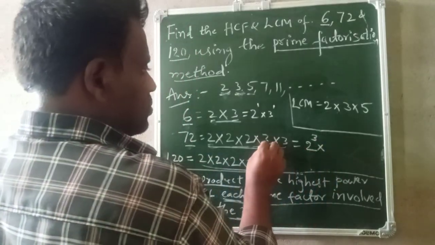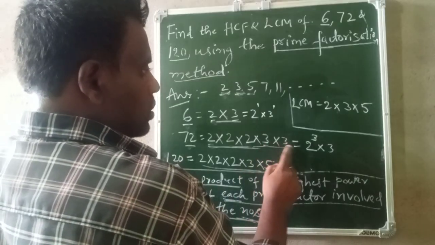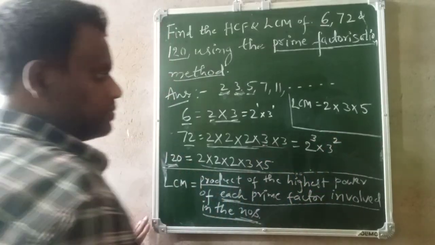Put into, next take this 3. So how many 3's are there? 1, 2. 2 are there. That 2 I will write here.